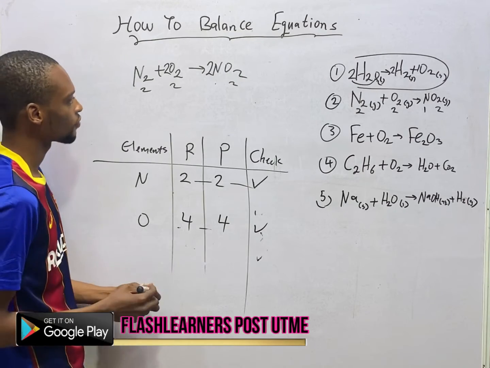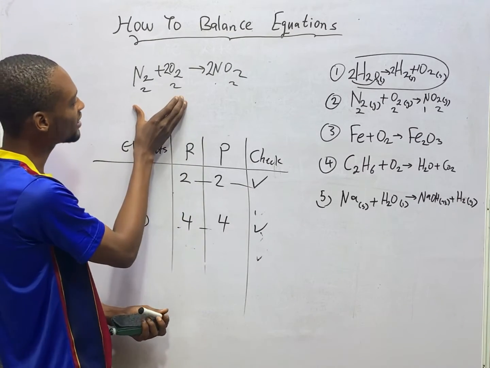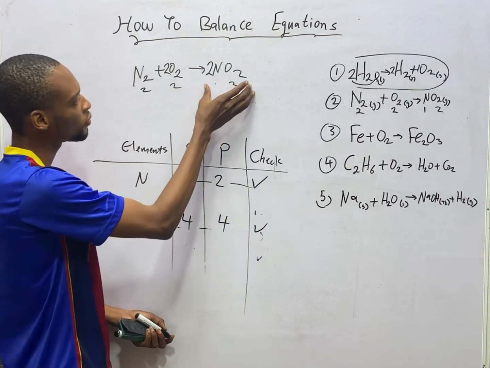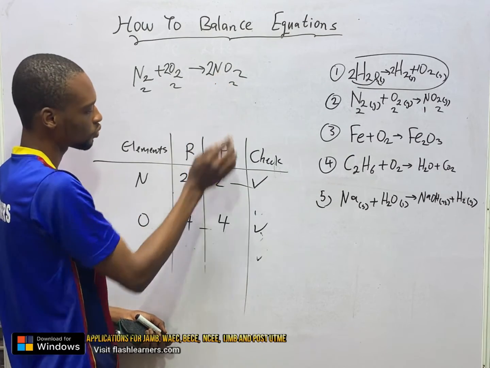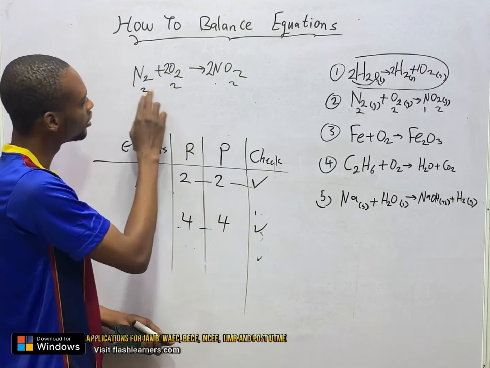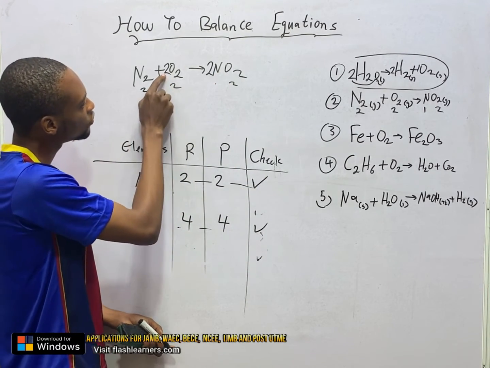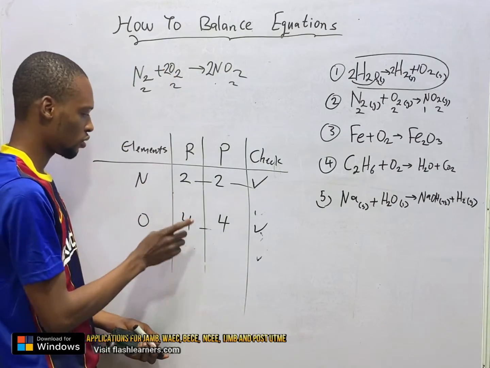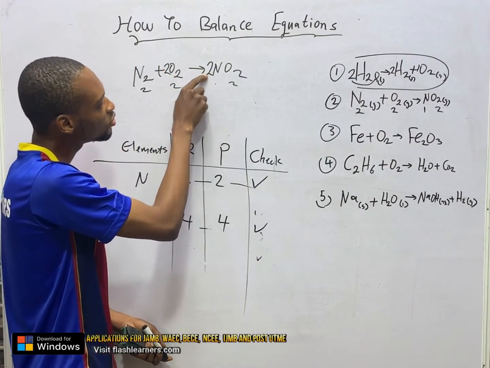Let's cross check. Reacting side, nitrogen 2. Product side, 2. Balanced. Reacting side, oxygen is 2 times 2, 4. Product side, oxygen is 2.